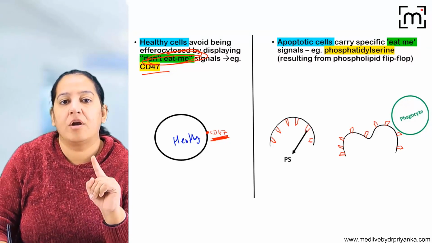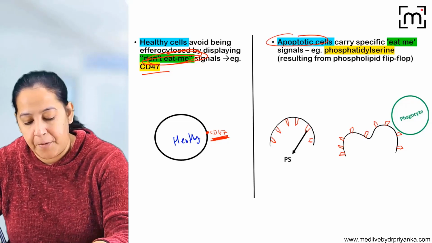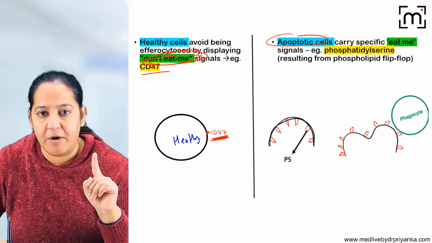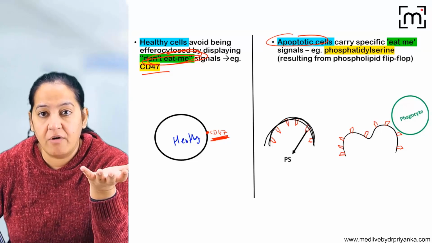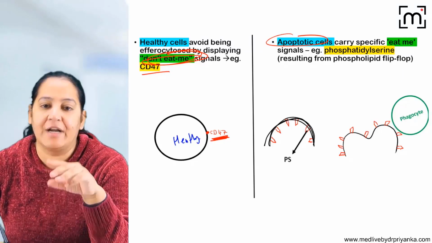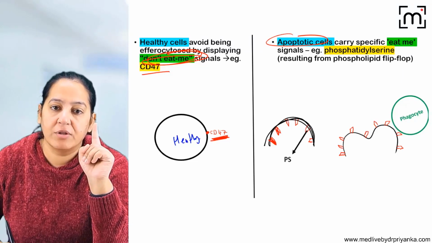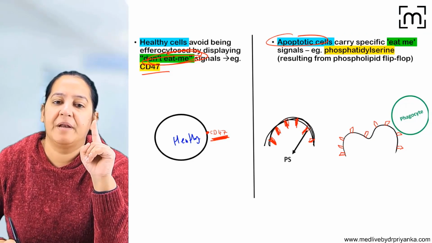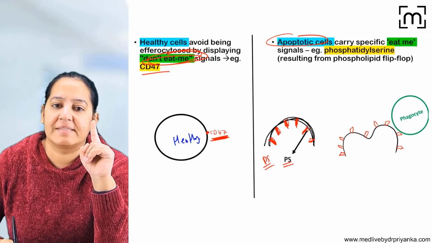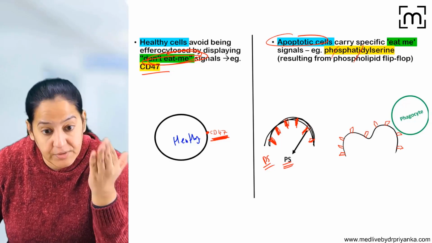On the contrary, on an apoptotic cell, can you see this is an apoptotic cell? This is the cell membrane of the apoptotic cell. Normally, all cells have a phospholipid on the inner side of the cell membrane. Can you see here on the inner side of the cell membrane there is a phospholipid. The name of this phospholipid is phosphatidylserine, PS. Phosphatidylserine is present on the inner side.